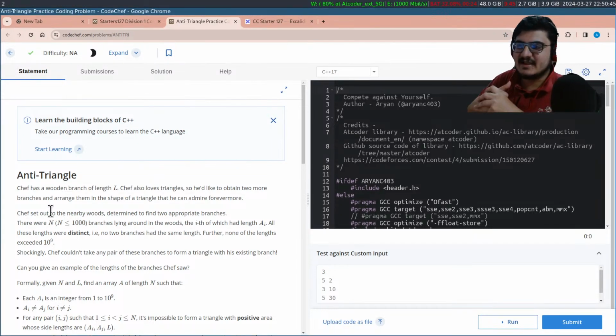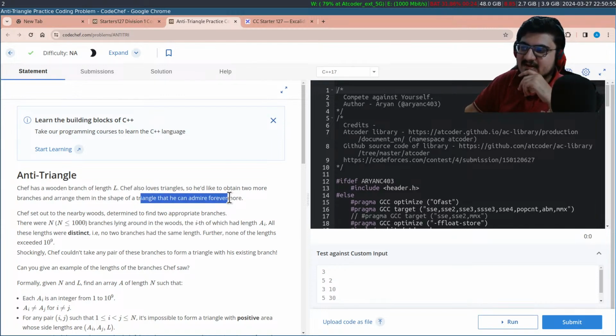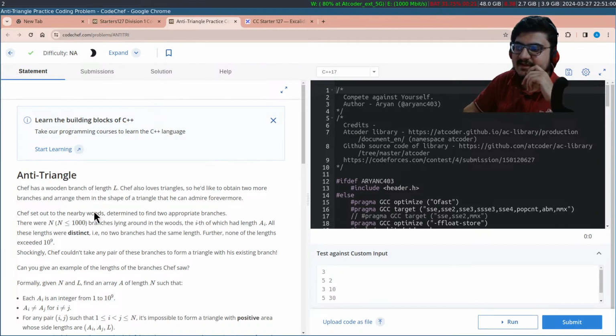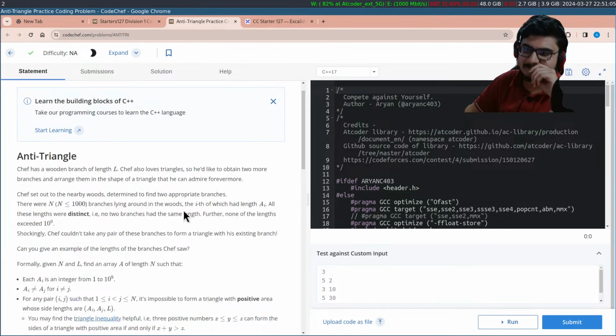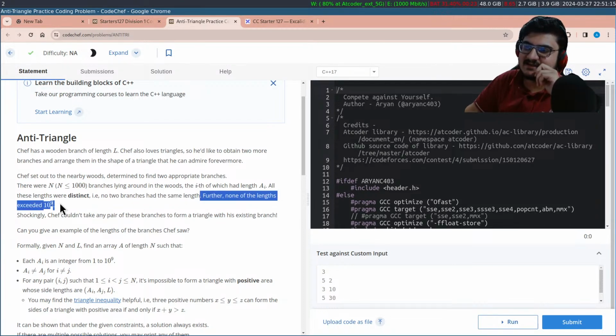Okay, yeah. Seth has a wooden branch of length L. Seth also loves triangles, so he would like to obtain 2 more branches and arrange them in the shape of a triangle that he can admire forever. Seth set out to the nearby woods, determined to find appropriate branches. There are n branches lying around in the woods. The ith branch has length ai, and all of these lengths are distinct. That is, no 2 branches have the same length, but none of the lengths exceeds 1e9.